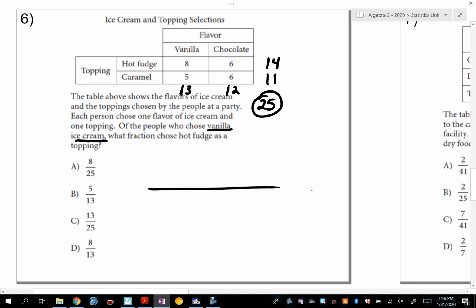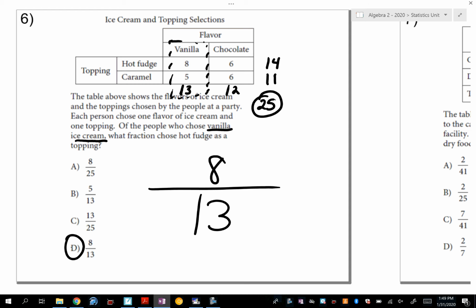So what's my denominator if they chose vanilla? 13 people chose vanilla. All right, out of those 13, so that means I'm only looking here, how many chose hot fudge as the topping? 8. All right, hopefully we all got that one right. That's exactly what we've been practicing.